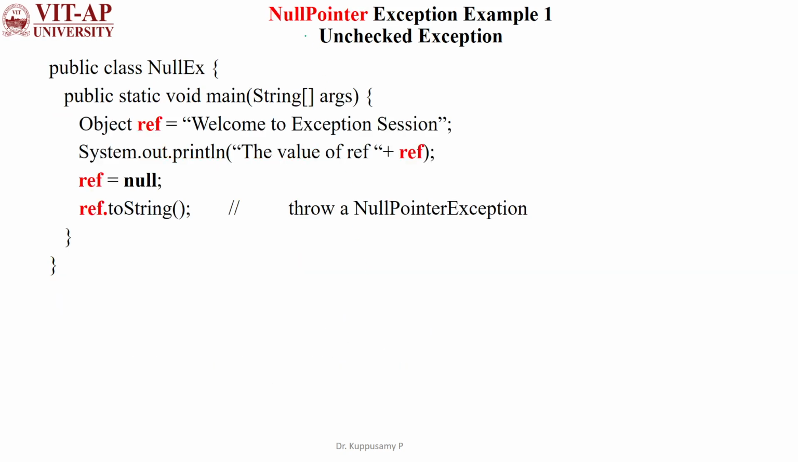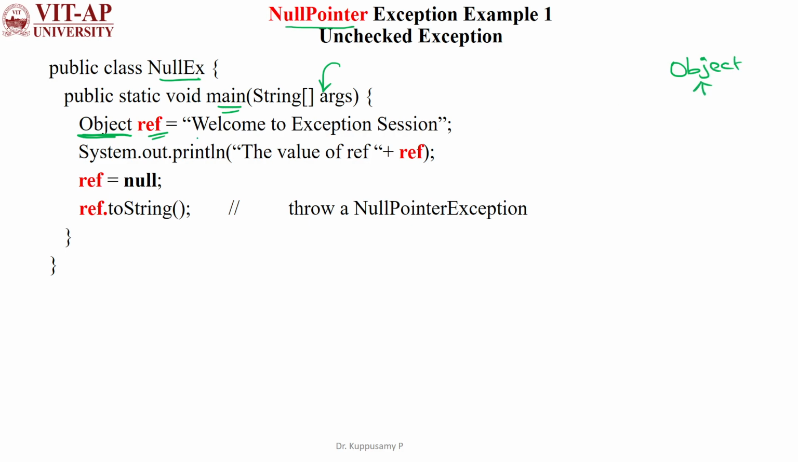Another unchecked exception is the null pointer exception. Here NullEx is the class name, and the main method receives the command line arguments. Then the Object class is used to create the variable ref. Object is the parent class to all the classes in Java, right?